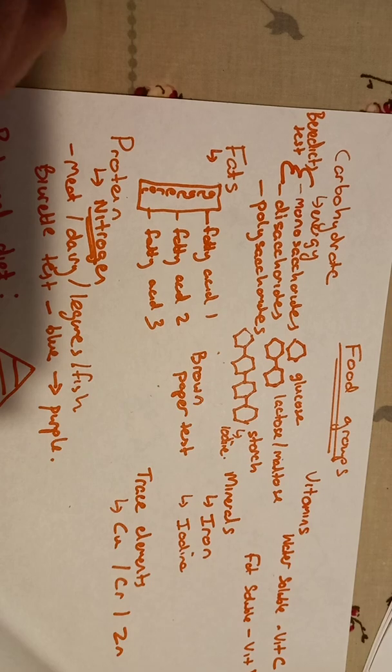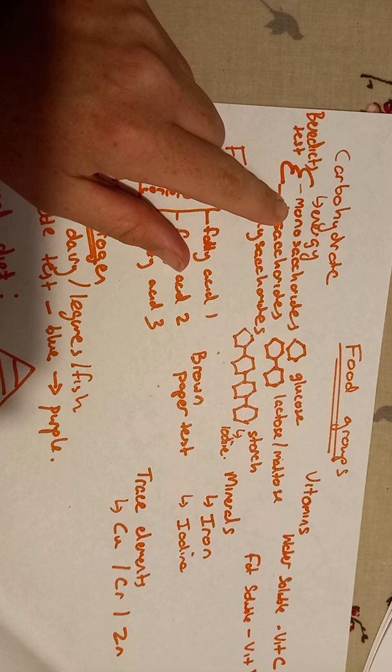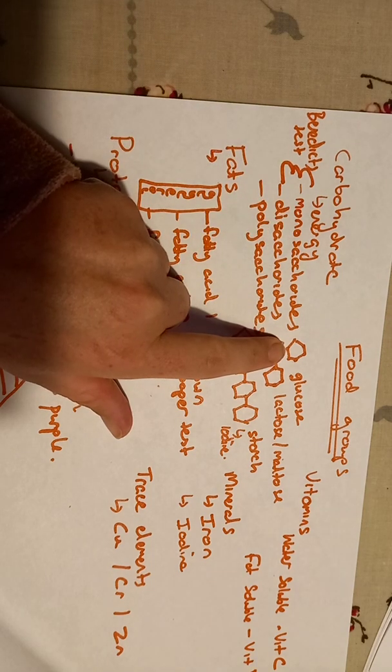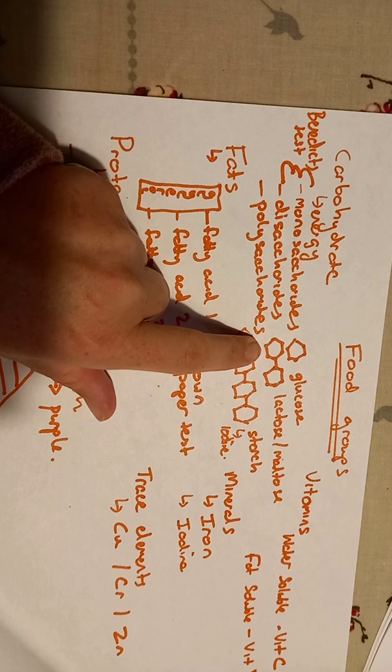So we all know that carbohydrates are the food groups that give you energy. But did you know that carbohydrates can be broken into three groups? You've got monosaccharides, disaccharides, and polysaccharides. Monosaccharides are carbohydrates made up from a single sugar unit. The disaccharides are the carbohydrates made up of two sugar units.